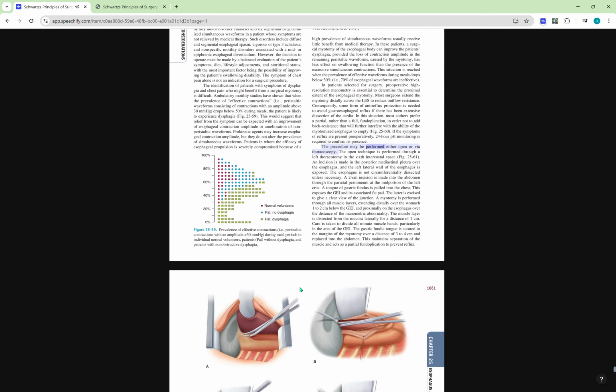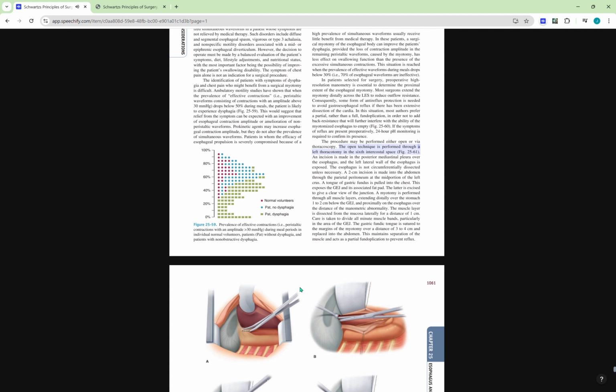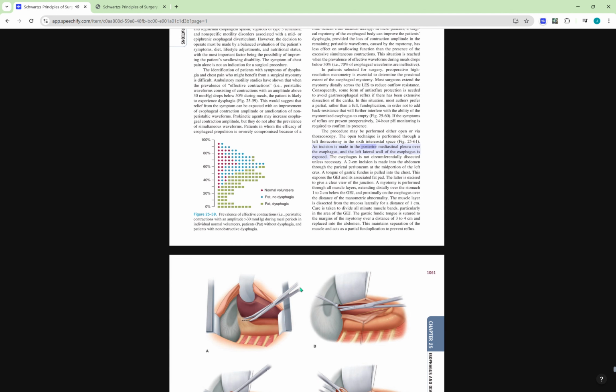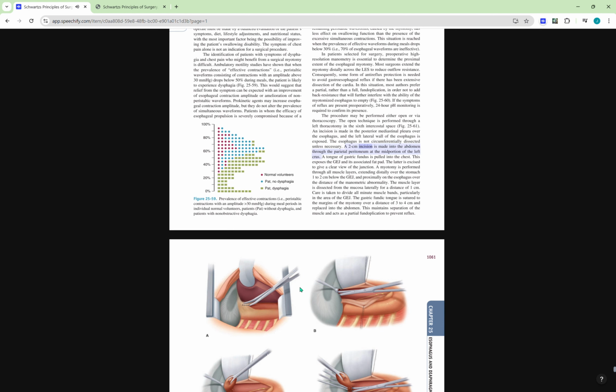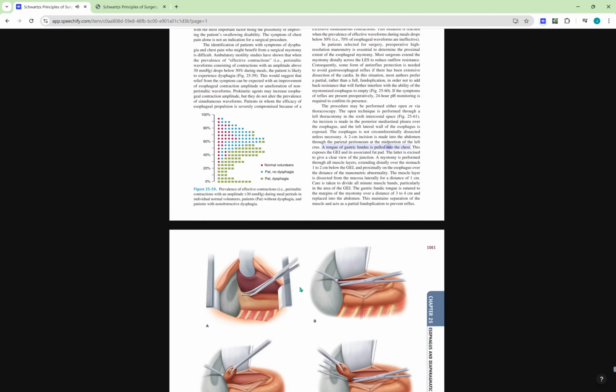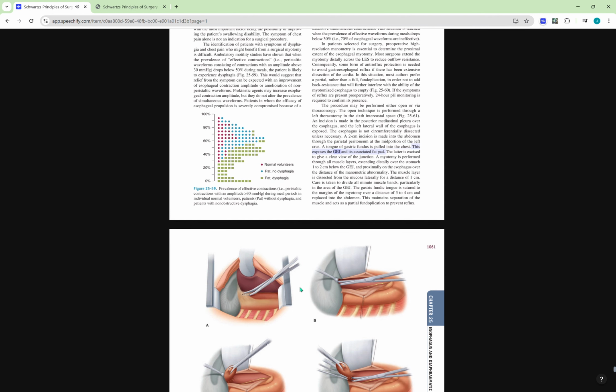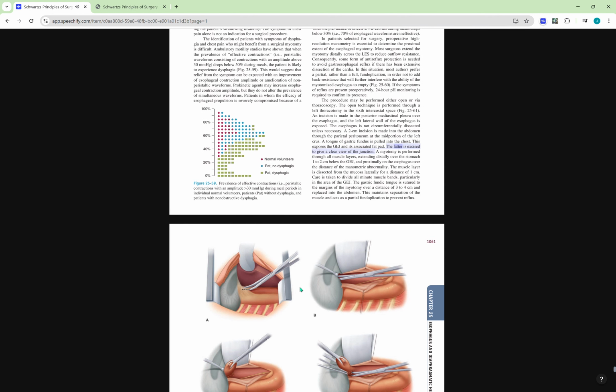The procedure may be performed either open or via thoracoscopy. The open technique is performed through a left thoracotomy in the 6th intercostal space. An incision is made in the posterior mediastinal pleura over the esophagus, and the left lateral wall of the esophagus is exposed. The esophagus is not circumferentially dissected unless necessary. A 2 cm incision is made into the abdomen through the parietal peritoneum at the mid-portion of the left crus. A tongue of gastric fundus is pulled into the chest. This exposes the GEJ and its associated fat pad. The latter is excised to give a clear view of the junction.